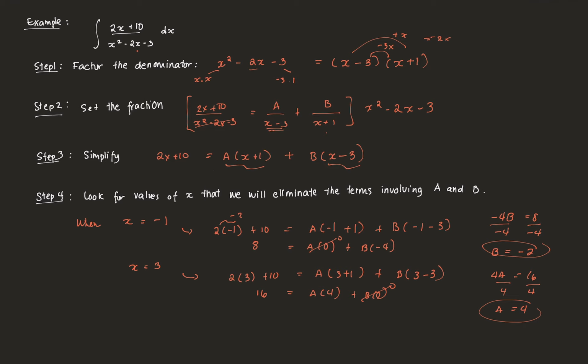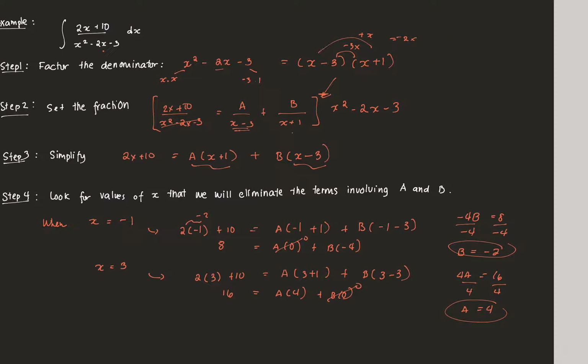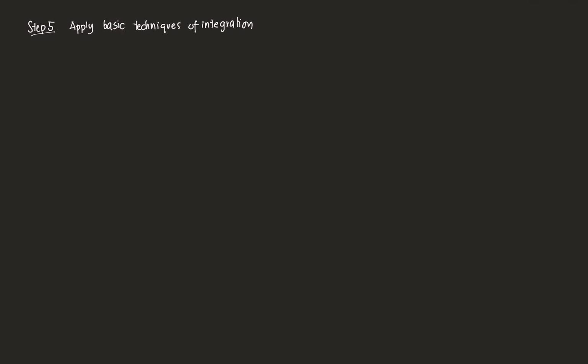And what you'll want to do is substitute that into the fraction that we got here. So we get 2x plus 10 over x squared minus 2x minus 3. Essentially, this is equal to 4 over x minus 3 plus -2 over x plus 1, because those were the terms that we found. And we can now perform the integration.